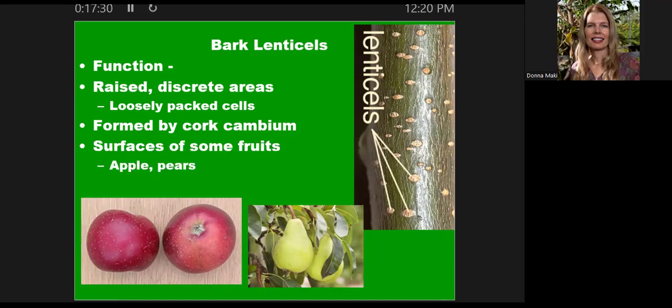And then some fruits, apples and pears, you've probably noticed little striations and areas on the so-called skin. And those are lenticels too, even though that's not stem tissue when you go to eat an apple, but still they have lenticels there. So lenticels are mostly on stems, but sometimes you can find them elsewhere.